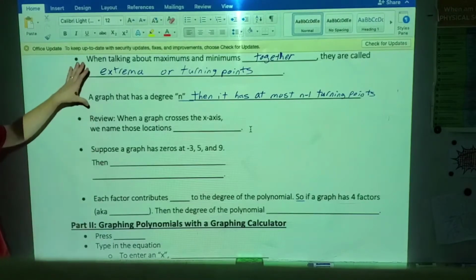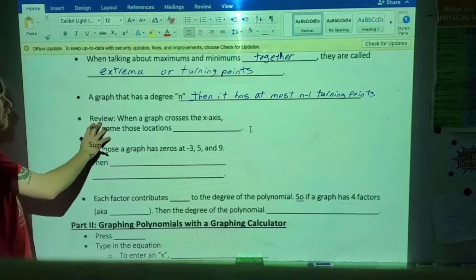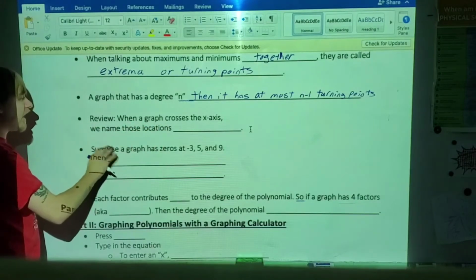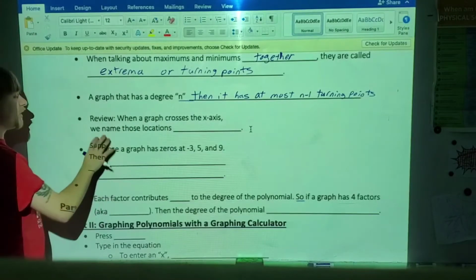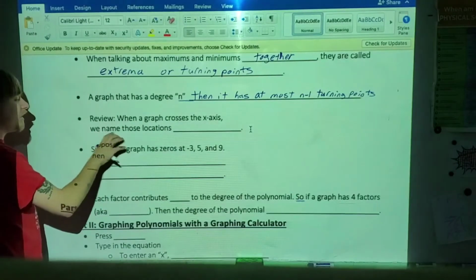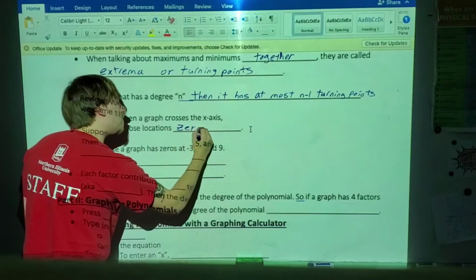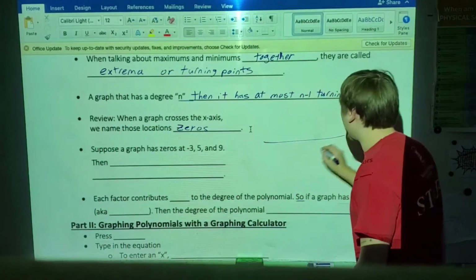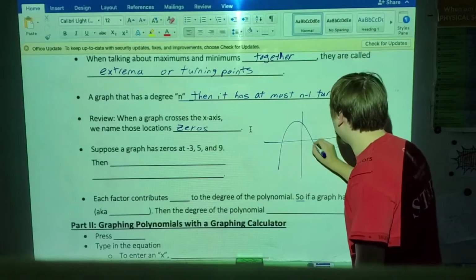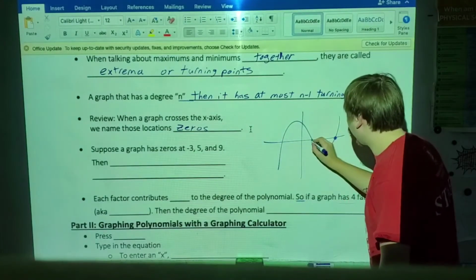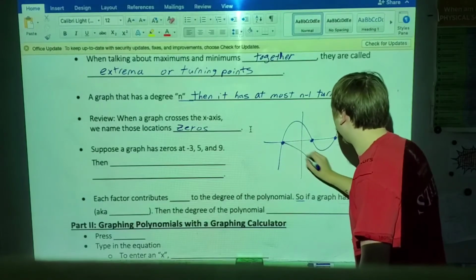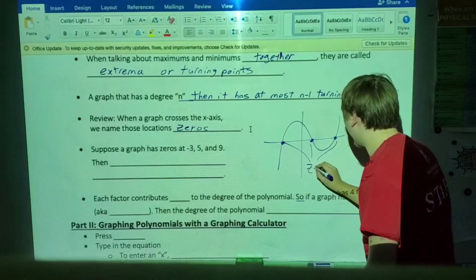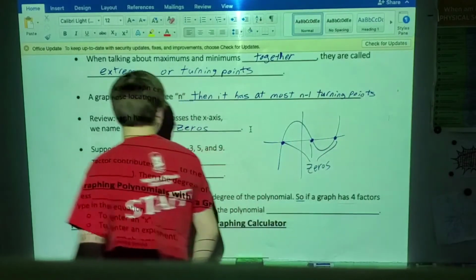Okay? So we've talked about maximums and minimums. Next thing we're talking about is zeros. The review statement here is when a graph crosses the x-axis, you sometimes call that x-intercept, but the name we're going to keep sticking with is zeros. Okay, so wherever you cross the x-axis, we call that a zero. Okay, and so what does that look like as far as a picture goes? So let's say we have something like that, then there, there, and there. Those are all zeros where we cross the x-axis.